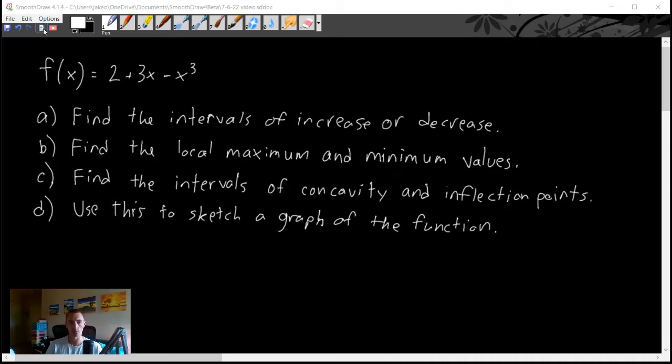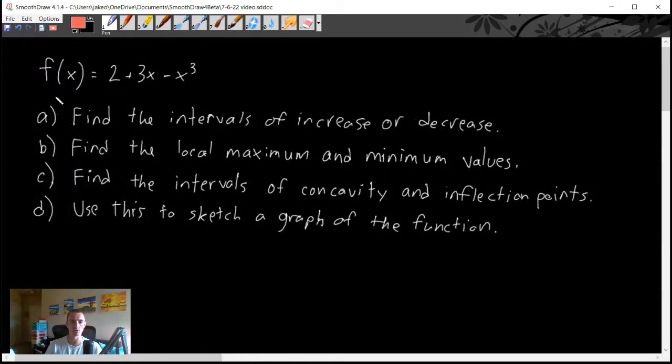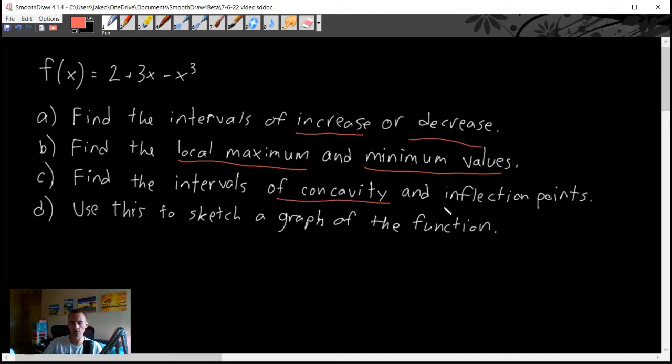When you're doing any sort of problem like this, and this is a pretty common problem that you're going to run into, where they ask you to find all this information and use it to sketch a graph of your function, you can see that parts A and B ask us about where our function is increasing or decreasing, and for local maximum and local minimum values. Then in part C, they ask us for intervals of concavity and inflection points. All of these pieces of information can be gathered from our function's derivative and second derivative.